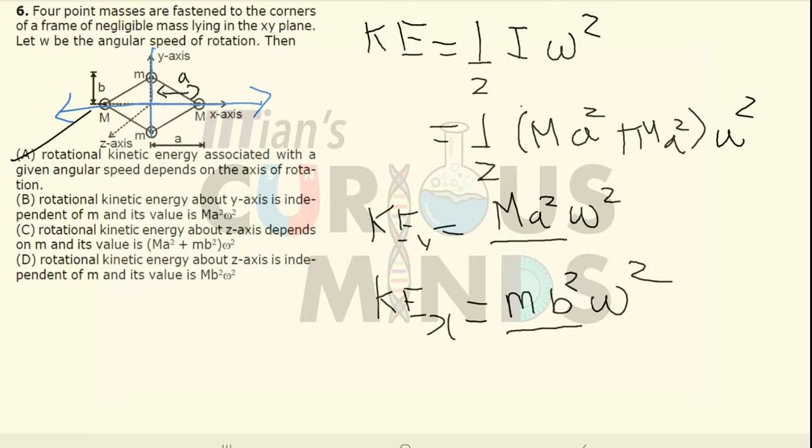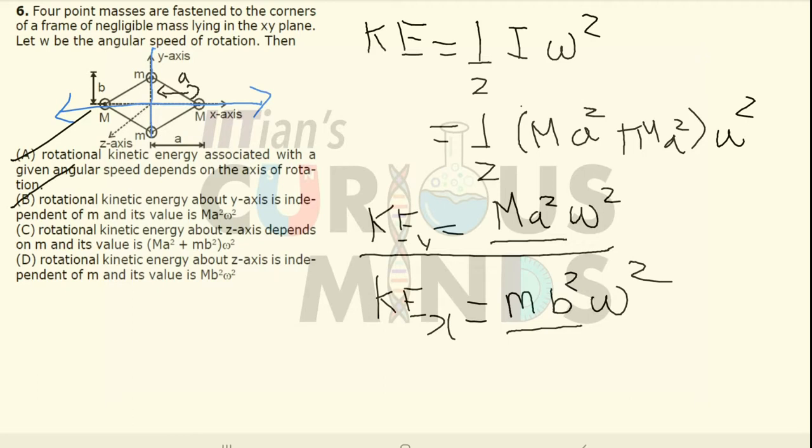Let us find out the second one. Rotational kinetic energy about the y axis is independent of m, and its value is equal to capital M a square ω square, which is correct. Since there is no factor of small m, I can say that the kinetic energy is independent of the small m. So option B is also correct.